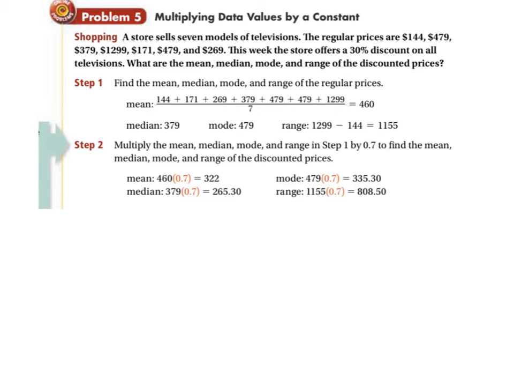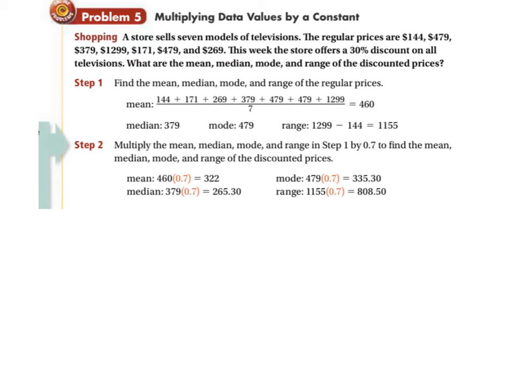Alrighty, so what we've got here is multiplying by a constant, instead of adding a constant. A store sells 7 models of television. The regular prices are these. This week the store is offering a 30% discount on all televisions. What are the mean, median, mode, and range of the discounted prices?